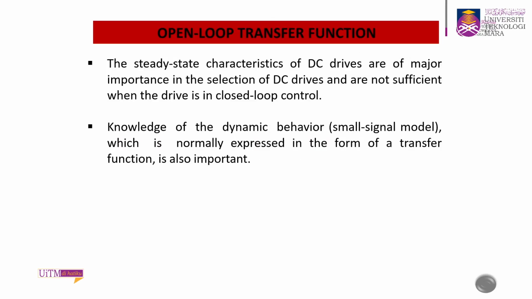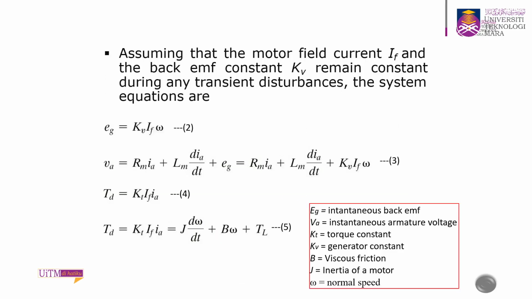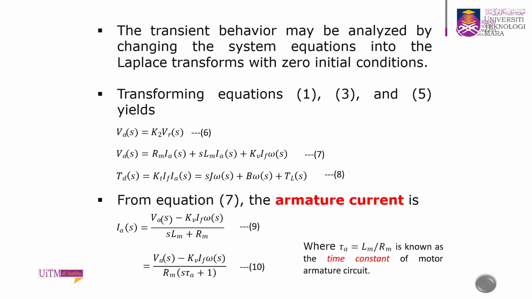We start with the open loop transfer function. We look at the transfer function of the separately excited motors, and we only focus on that. After you understand what is going on with the separately excited motor, you can apply the same understanding to the series type of motors. We have the normal steady state equation, and then we convert it into the Laplace transform.